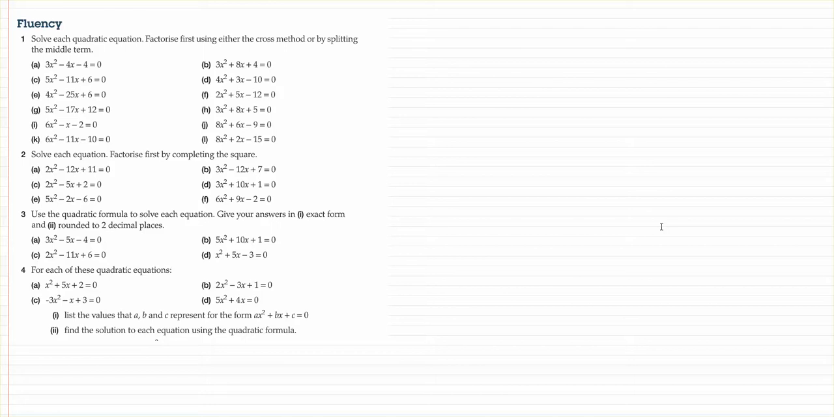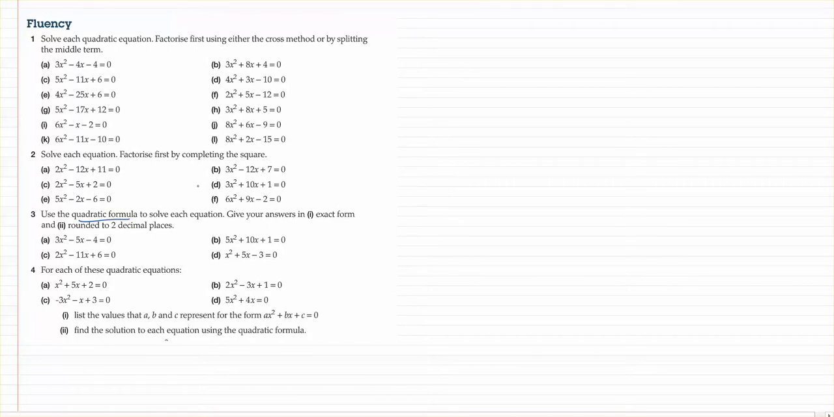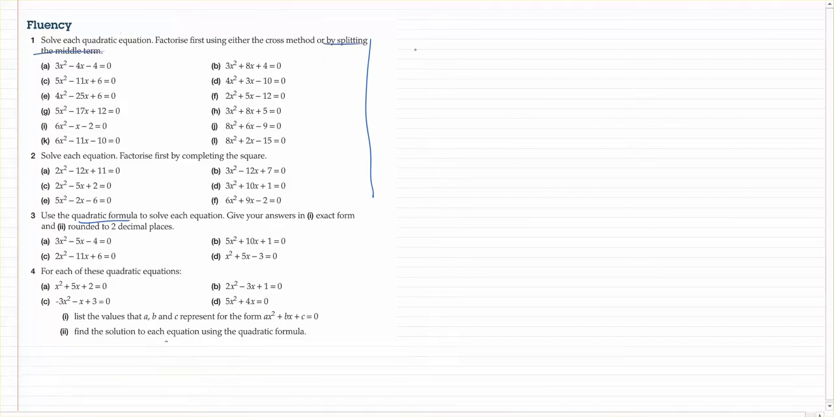Okay, this is exercise 5.6. We're going to look at solving quadratic equations which we factorize using either cross methods, so either the non-monic or monic type, and factorizing by completing the square. We're also going to learn something called the quadratic formula. So let's work on 1 and 2 first, which is just solving either by cross method or completing the square. We're ignoring splitting the middle term, because that's usually too complicated.